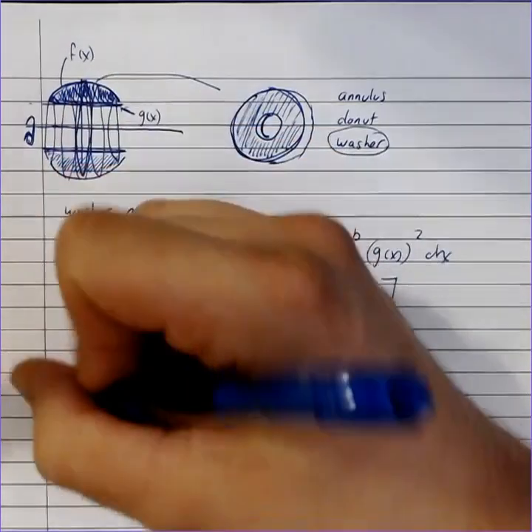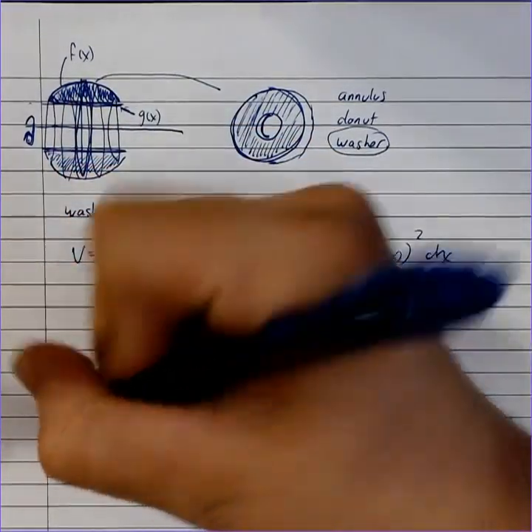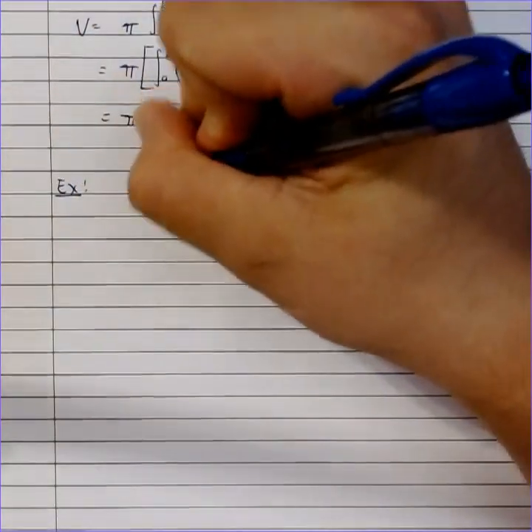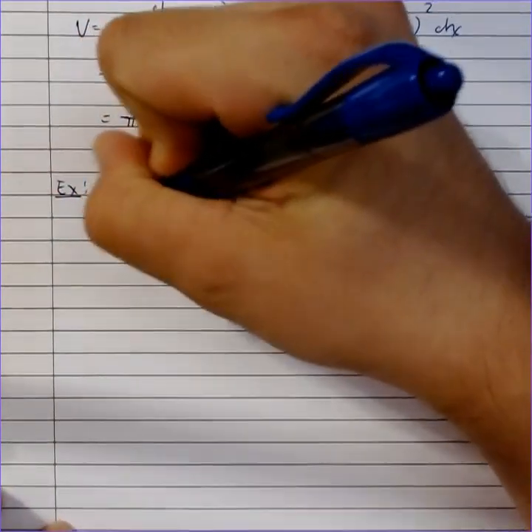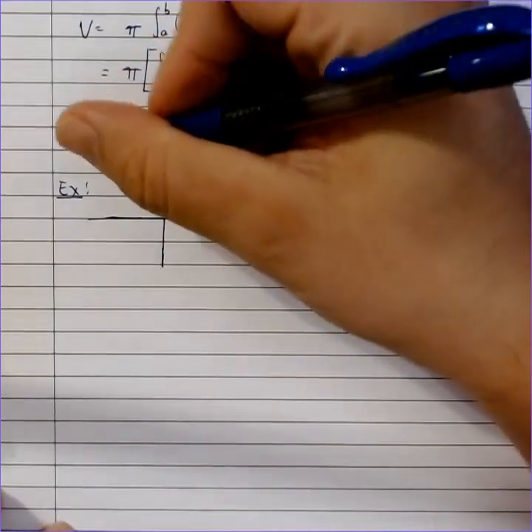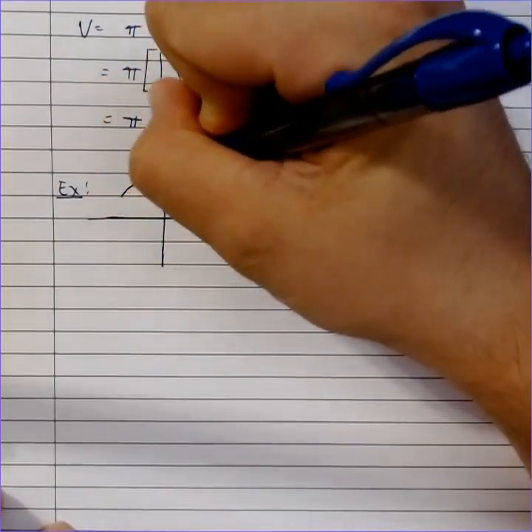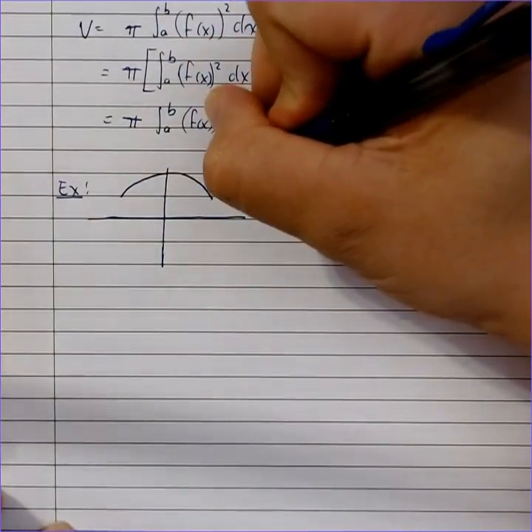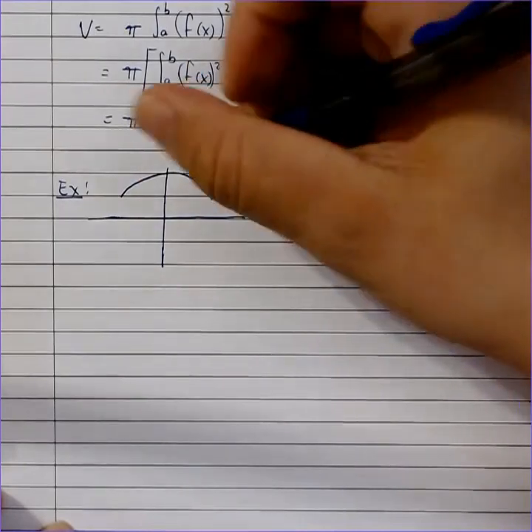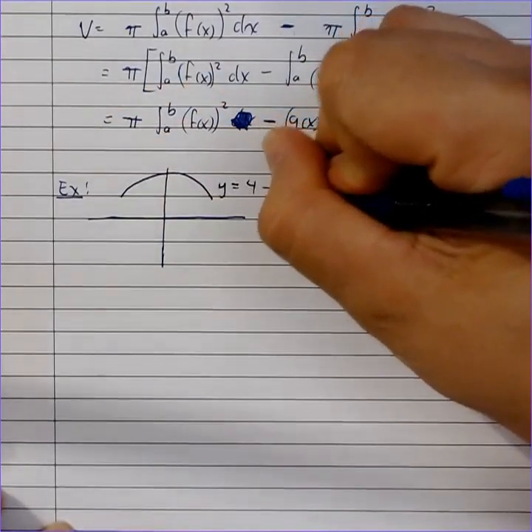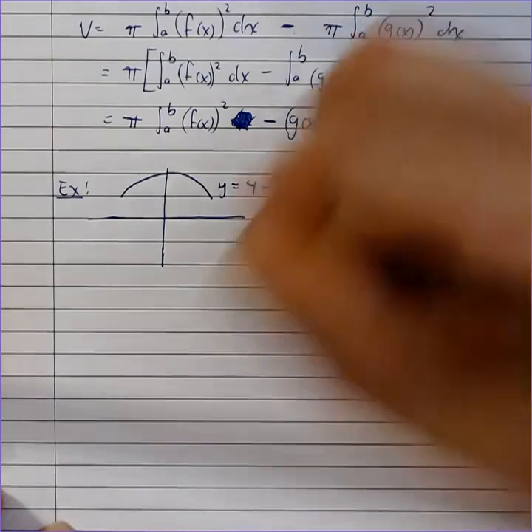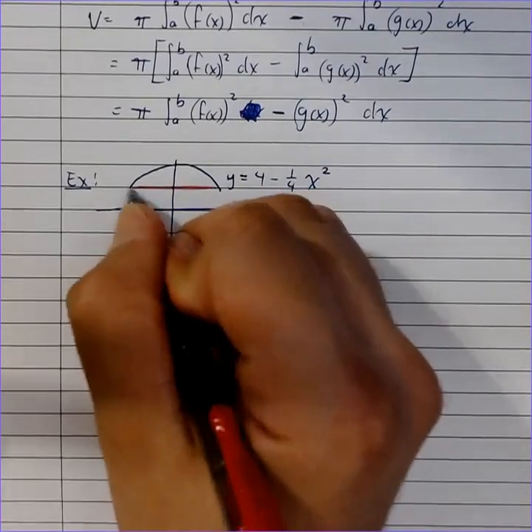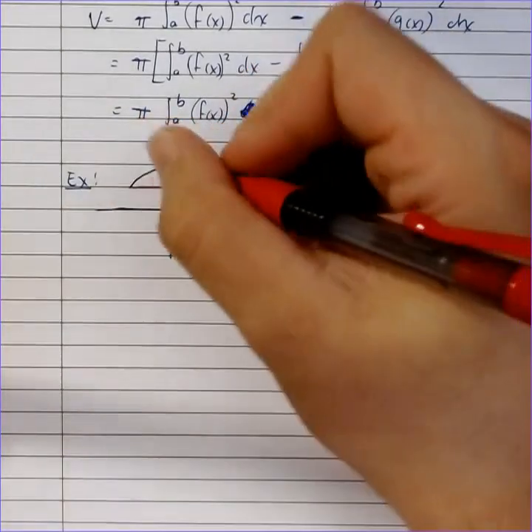I'm going to use the same one here, but now let me give it some values. Let me give it a function. Here's our outer curve, and that's given by y equals 4 minus 1/4 x squared, like that. And then I have an inner curve, and now it's going to be that flat line, and that's just going to be the line y equals 2.